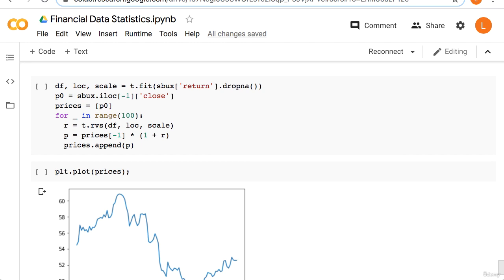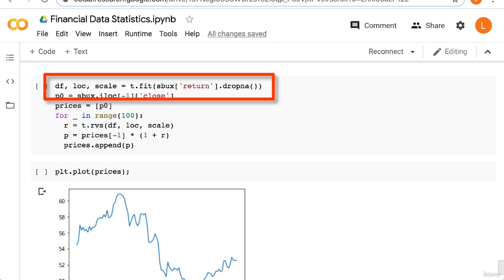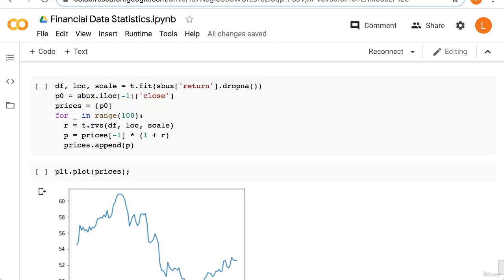Next, we do a simulation using a fitted t-distribution. Since you already know how to fit a t-distribution, I'm sure this is not too surprising. We call t.fit, and this returns df, location, and scale. Next, we grab P0 and instantiate our prices list as we did previously. Next, we enter a loop that goes for 100 steps.